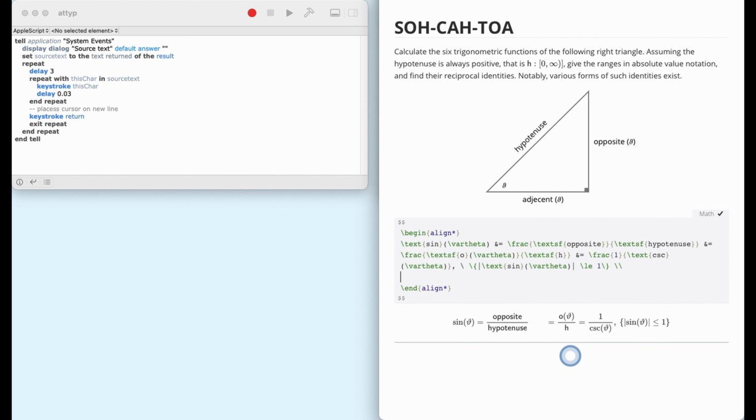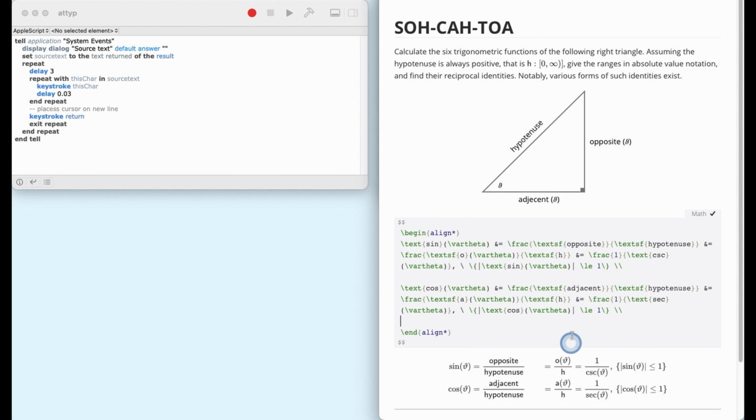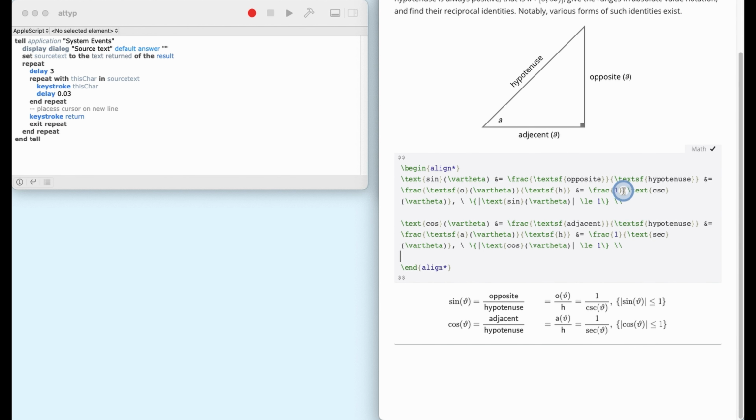Cosine of theta is equal to the value of the edge adjacent to theta divided by the hypotenuse. Its reciprocal is equal to 1 over the secant of theta, and its range may be expressed as quantity all such absolute values of cosine of theta less than or equal to 1.